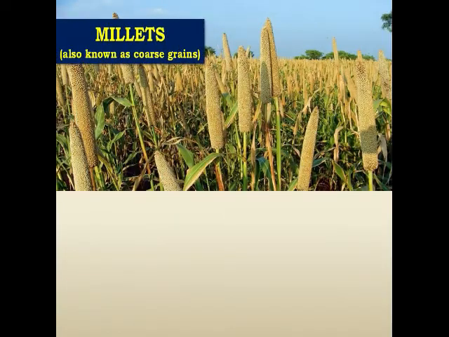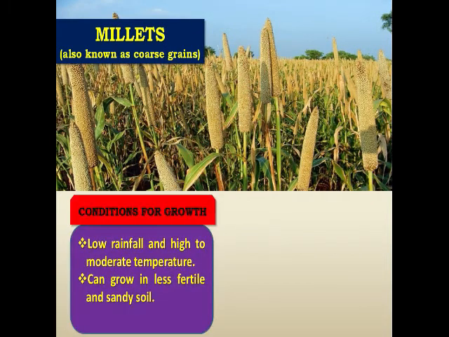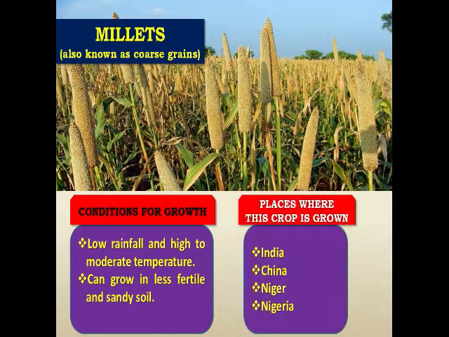The next one is millets, also known as coarse grains. What are the conditions for the growth of millets? Low rainfall, high to moderate temperature, and they can grow in less fertile and sandy soil. The places where this crop is grown are India, China, Niger and Nigeria.